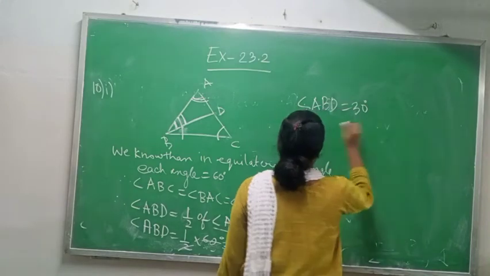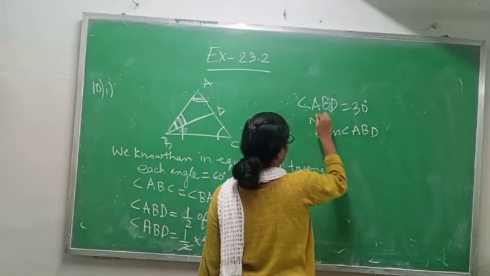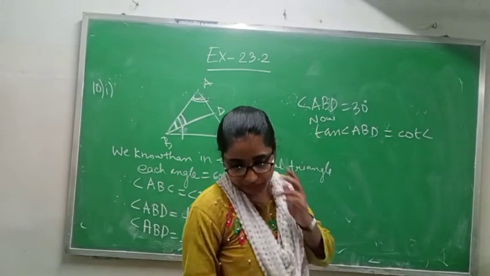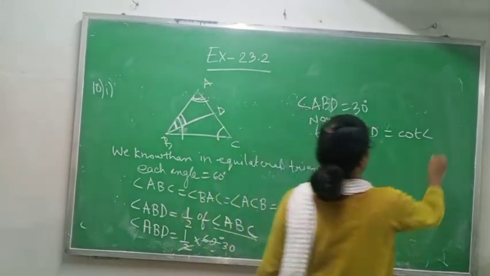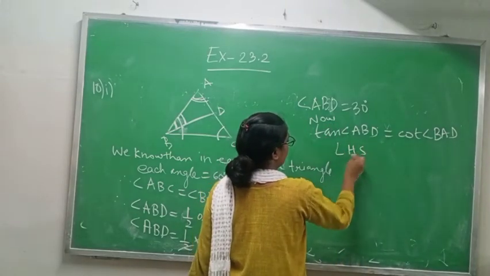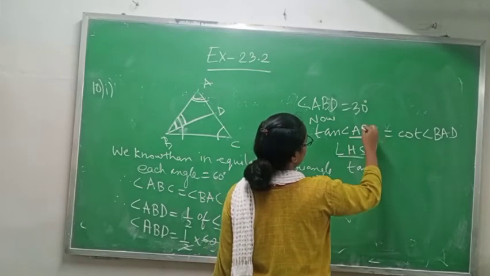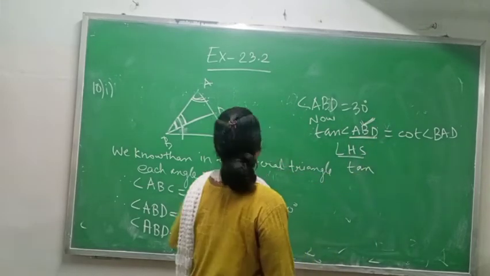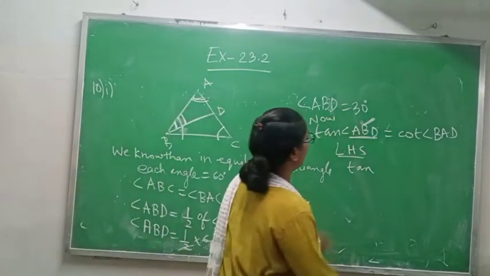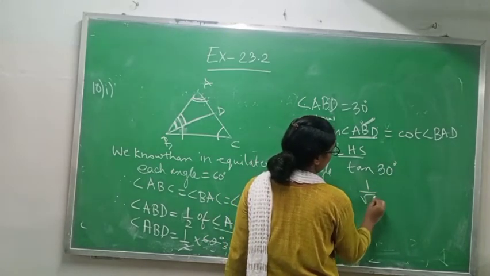What are they telling me to do? Tan angle ABD equals cot angle BAD. Now take LHS. In LHS, tan angle ABD. Angle ABD means which angle? Angle ABD, you got 30 degrees. So you write tan 30 degrees. Tan 30 degrees value is 1 by root 3.